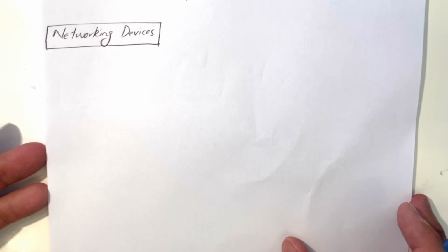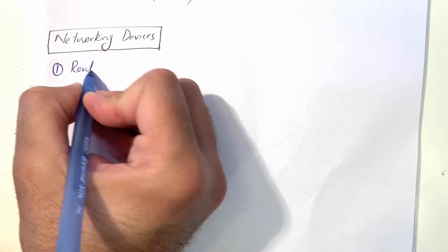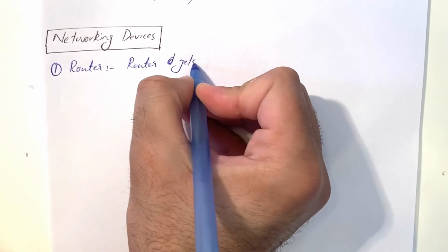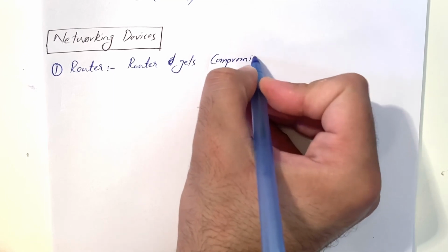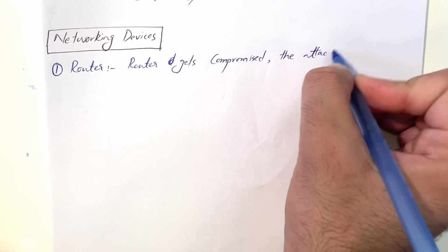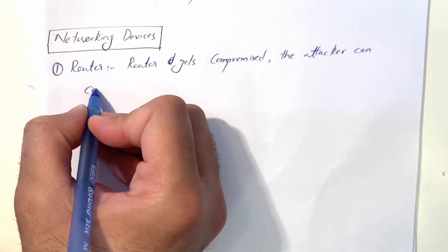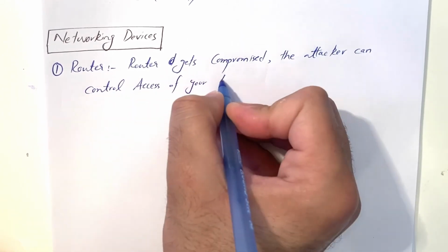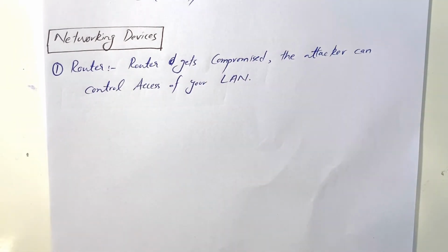Next is some network devices. One of the network devices, for example, is a router or switch. Now just imagine if your router gets compromised. So the attacker can control the access of your local area network. The attacker has full access to your local area network devices, plus the attacker can sniff the data as well. The attacker has full authority now.